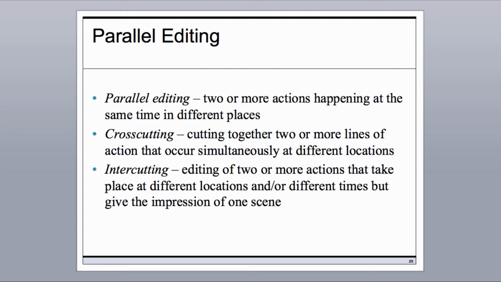So if you're not sure of the location, you can call it cross-cutting, and that way you're a little bit safer than calling it a parallel edit. Intercutting is editing 2 or more actions that take place in different locations or at different times, but give the impression of it in one scene. So a person could be talking about a bank robbery, and then as they talk about the bank robbery, you actually see it happening even though you know it already happened.